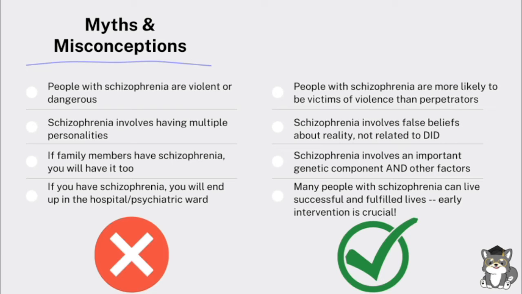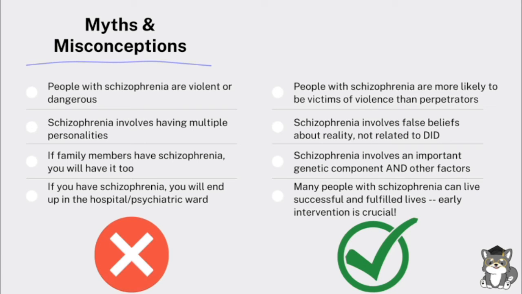Another misconception is that if one of your family members has schizophrenia, you will have it too. Ali did talk about this important genetic component to schizophrenia, and this is a major factor. Schizophrenia has an estimated heritability of 79%. But as she also included, there are many environmental and chemical factors also involved in whether or not someone develops schizophrenia. So genetics is not the sole contributing factor.